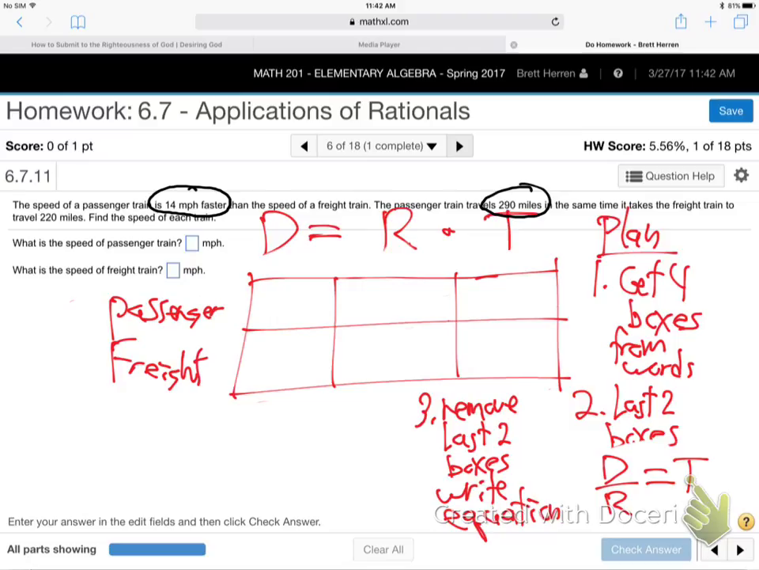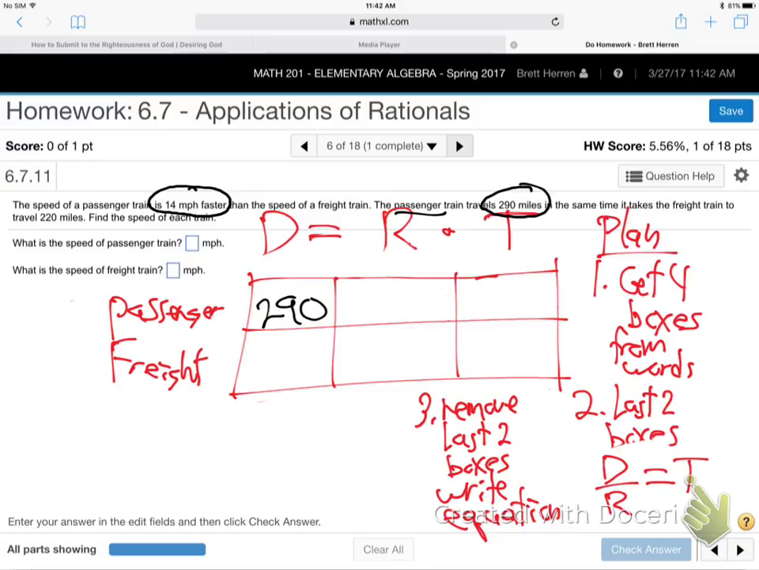Miles. That's distance, isn't it? 290 miles. Miles is distance. So it's going to be one of those two distance boxes, huh? Does that make sense? The 290 is going to go in one of those two distance boxes. How do you know which one? It says passenger. Passenger train's 290 miles. So that 290 goes in the passenger distance box.